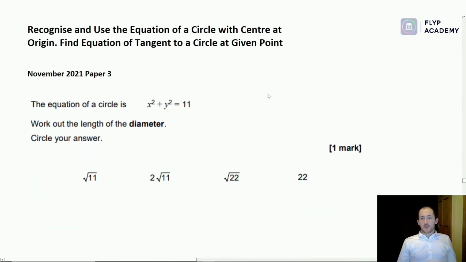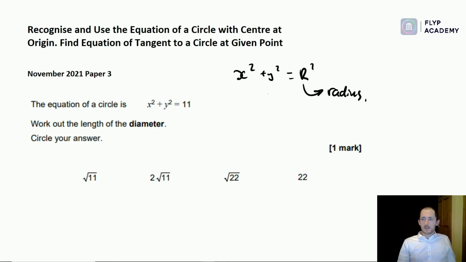Equation of the circle, okay. The equation of the circle in general is just x squared plus y squared equals r squared, where r is the radius. So if we get an equation of a circle, x squared plus y squared is 11, don't forget this is the radius squared. So the radius is the square root of 11.